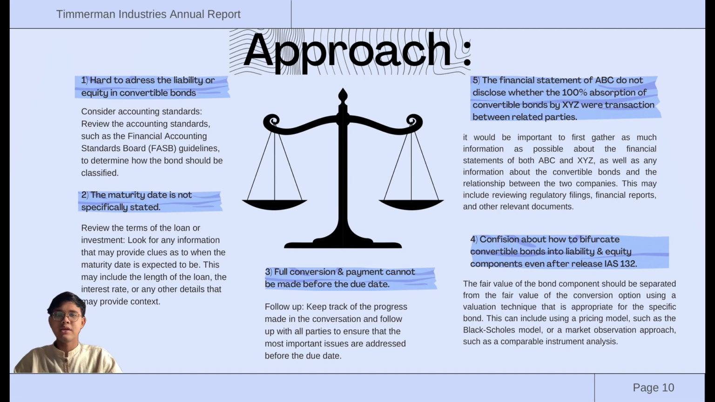The last one is that the financial statement of ABC does not disclose whether the 100% absorption of convertible bonds by XYZ were transactions between related parties. The approach is that it would be important to first gather as much information as possible about the financial statements of both ABC and XYZ, as well as any information about the convertible bonds and the relationship between the two companies. This may include reviewing regulatory filings, financial reports, and other relevant documents.